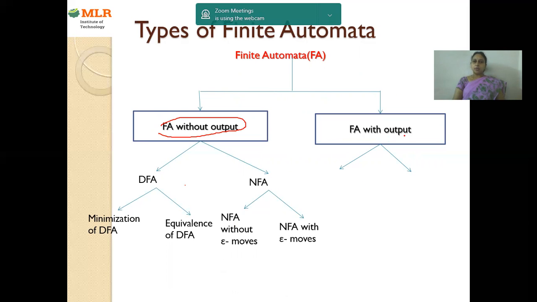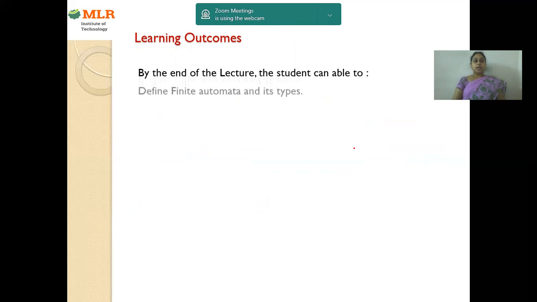Now coming to finite automata with output, here we are going to discuss the Moore machine and the Mealy machine. This is finite automata with output. All these concepts we are going to discuss under unit 1. Learning outcomes: by the end of this unit or lecture, the student should be able to define what finite automata is and understand the different types of finite automata. Thank you.